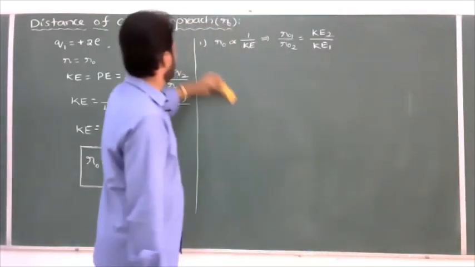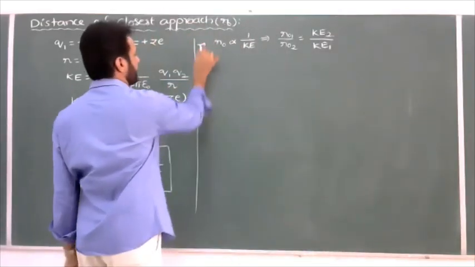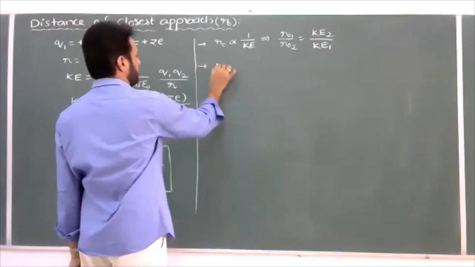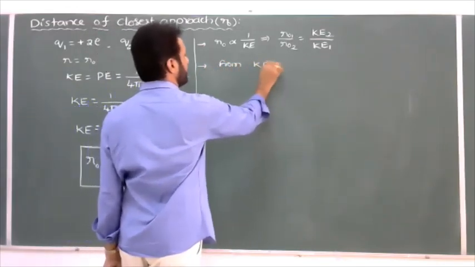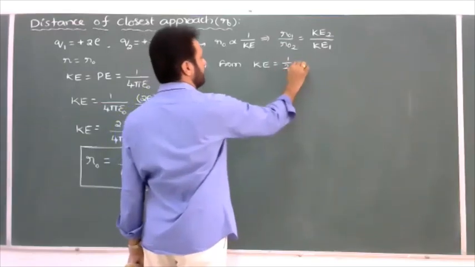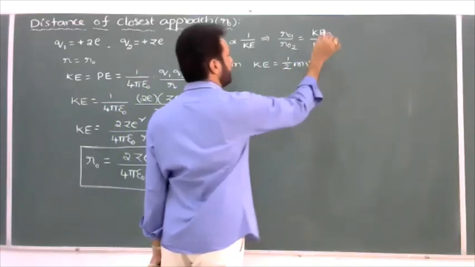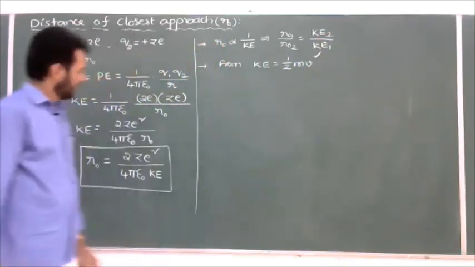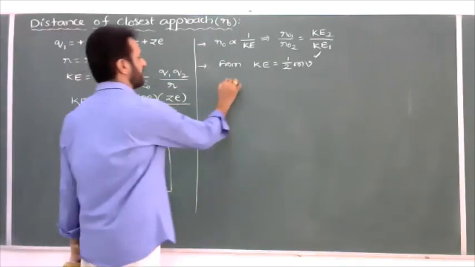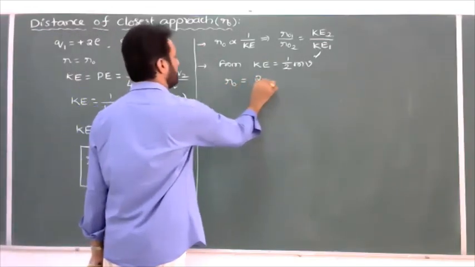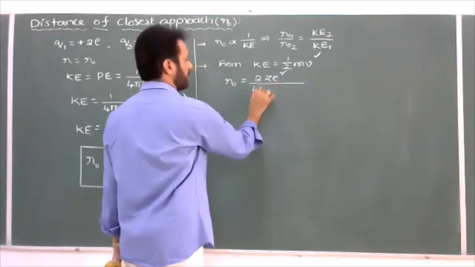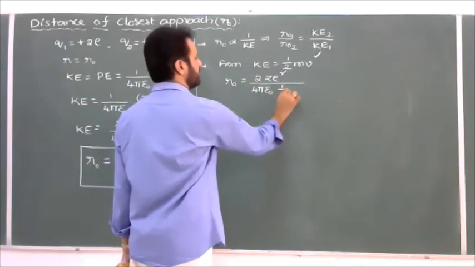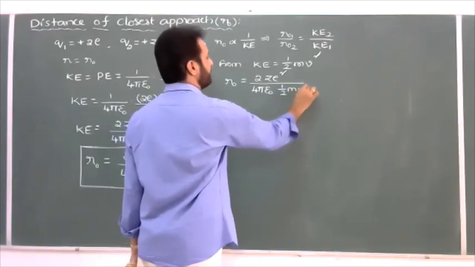In place of the KE, I'll write half mv square. One more formula. From the formula, kinetic energy of the alpha particle is equal to half into mass of the alpha particle into speed square, half mv square. So I'll substitute here. Therefore, R naught is equal to 2 into Ze square by 4 pi epsilon naught into half m into v square we can write.